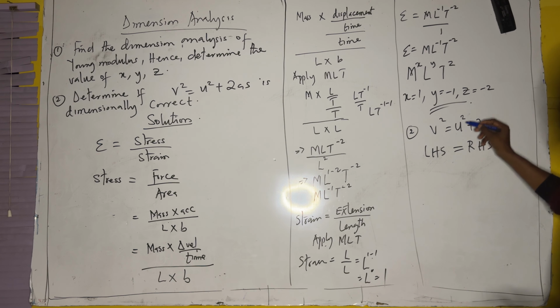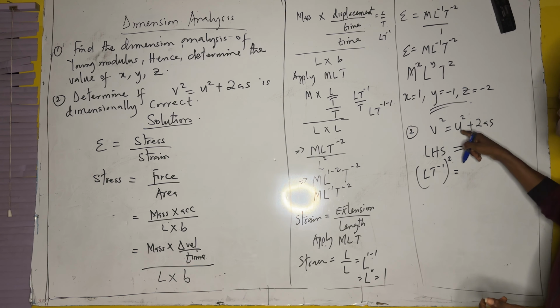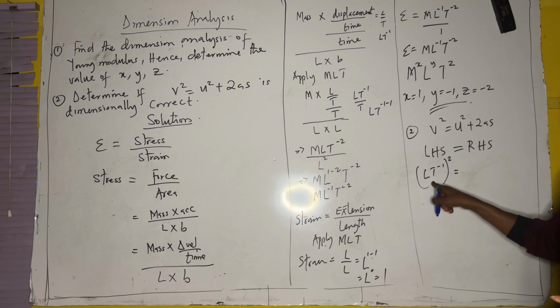Here V is velocity. And the dimension of velocity is LT minus 1, because velocity is displacement over time. So this is just L over T, which is LT minus 1. So the left side is LT minus 1 raised to power 2, because of this square, equals, using initial velocity, you have the same formula.